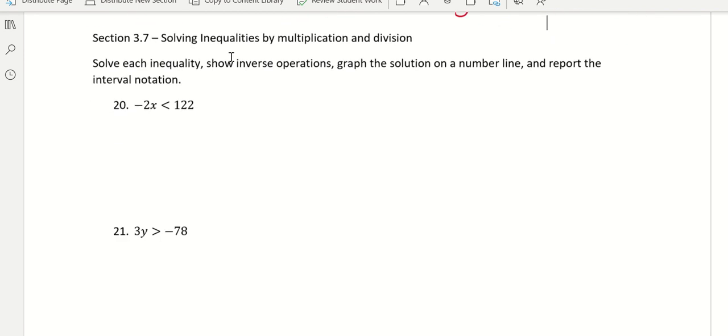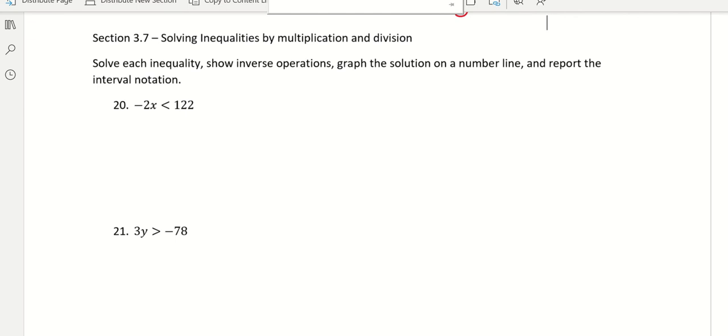37. Solving inequalities by multiplication and division. Be careful on these. When you divide or multiply by a negative on both sides, we have to flip the sign. Solve each inequality, show the inverse operations, graph the solution on a number line, and report the interval notation.